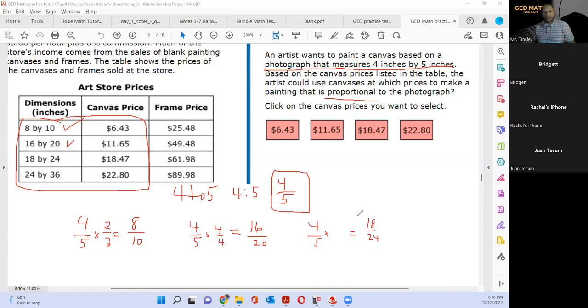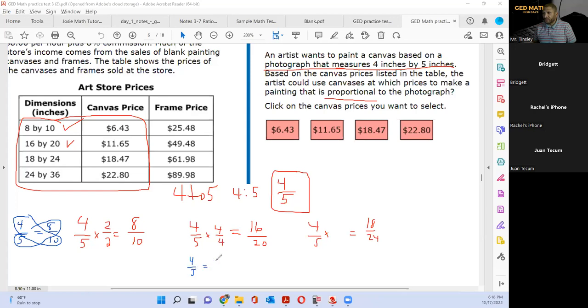So another way we can see if something is proportional is if we cross multiply. For example, this is what I mean. Watch this. I'm going to show you another way. 4/5 is equal to 8/10. We already know this is proportional. Watch this. What's 4 times 10? 40. What's 8 times 5? 40. They're proportional.